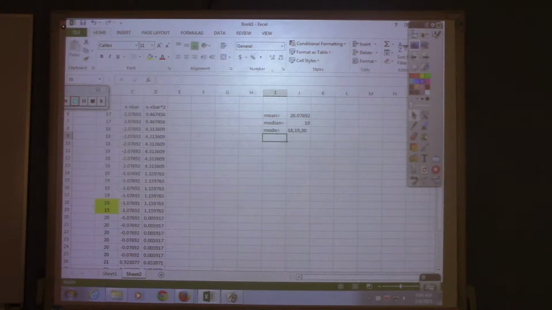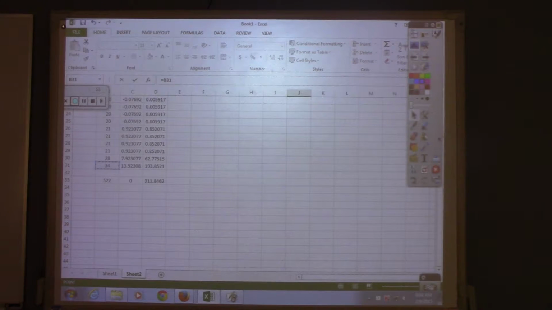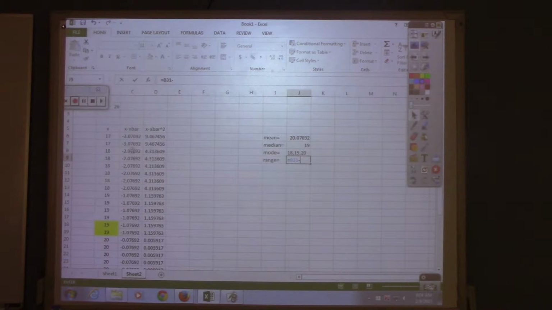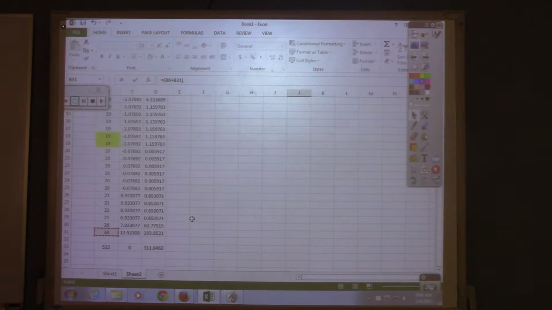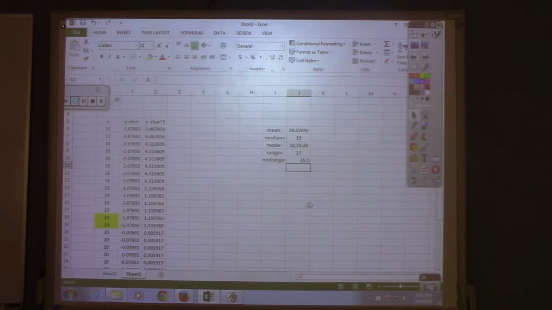Mid-range, or range. That's going to be equal to your highest number minus your what? Lowest number, which is 15, I'm sorry, 17. There. Mid-range will equal parentheses this number plus this number divided by 2, and that's your mid-range.